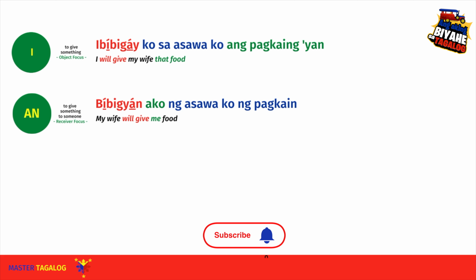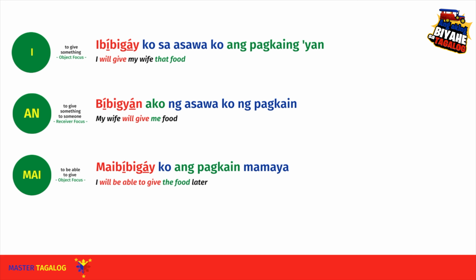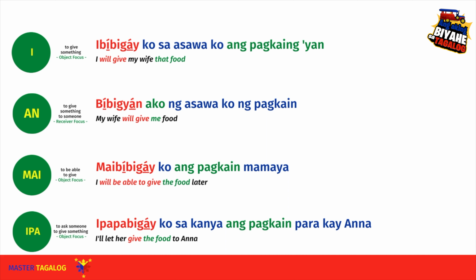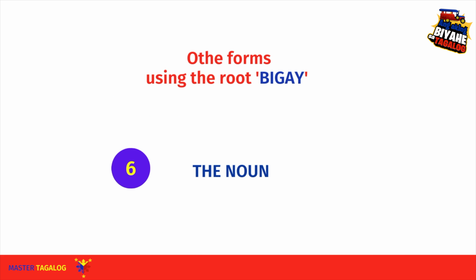Bibigyan ako ng asawa ko ng pagkain. My wife will give me food. Maibibigay ko ang pagkain mamaya. I will be able to give the food later. Ipapabigay ko sa kanya ang pagkain para kay Anna. I'll let her give the food to Anna. Let's now try some nouns using the root BIGAY.